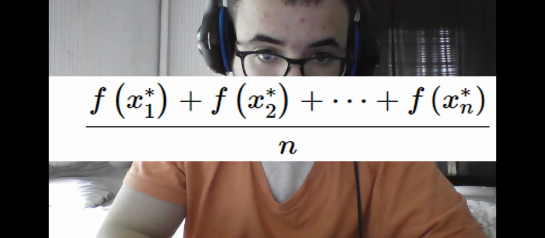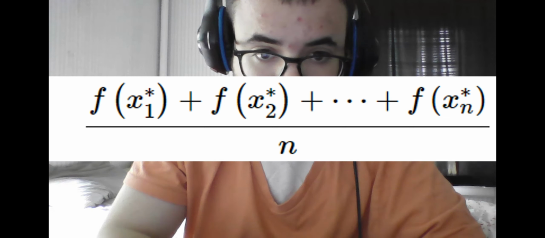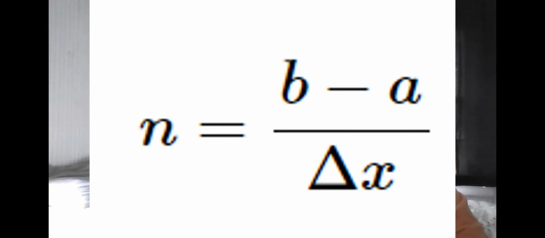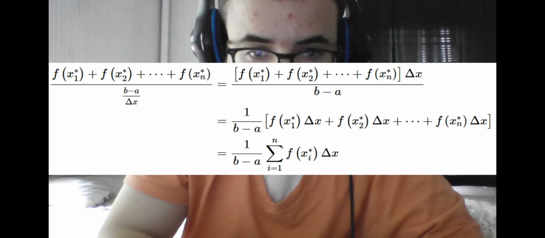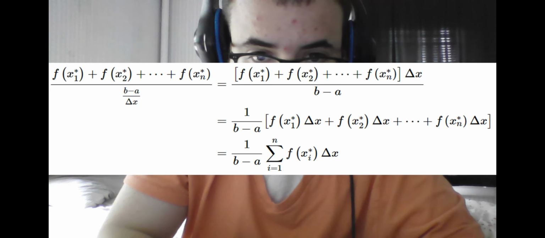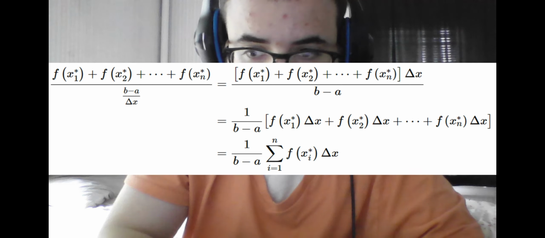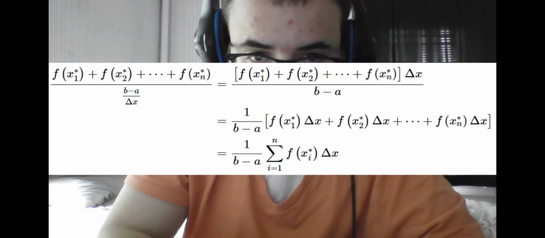We can see, with some rearrangement of the change in x formula, that the number of rectangles can be found by b minus a over change in x. So we plug this in to the average function. We see we can break up the fraction so that we are multiplying the sum of all the functions in each interval by the length of each interval, and 1 over b minus a.